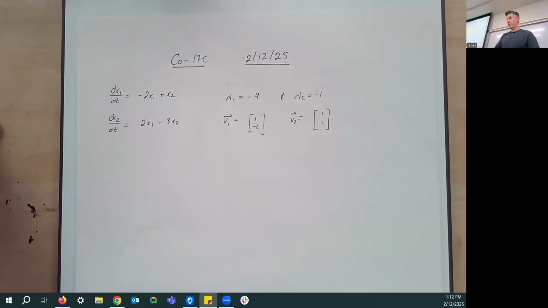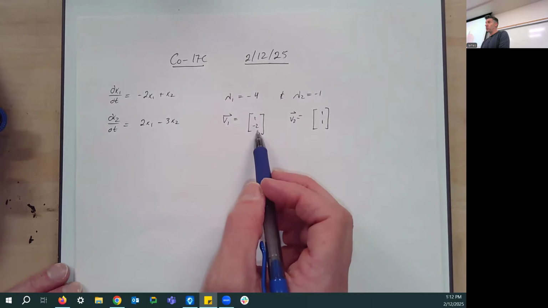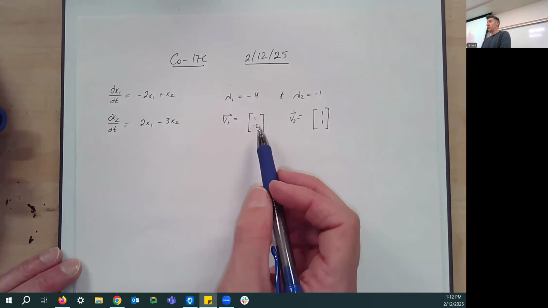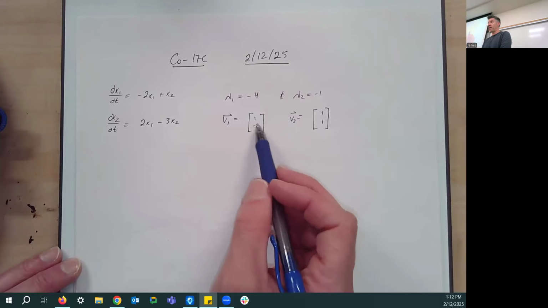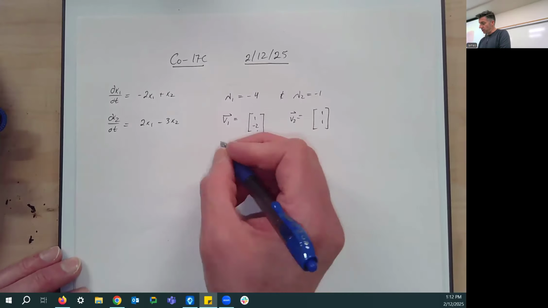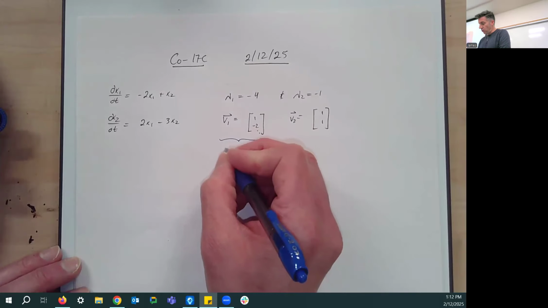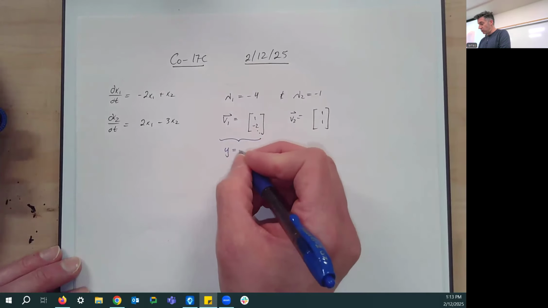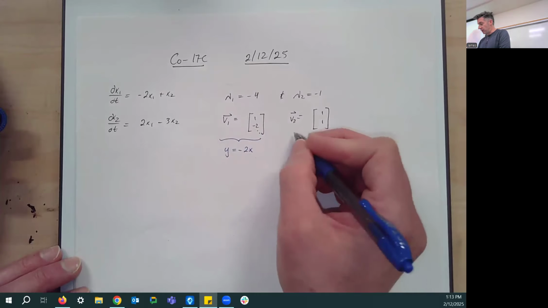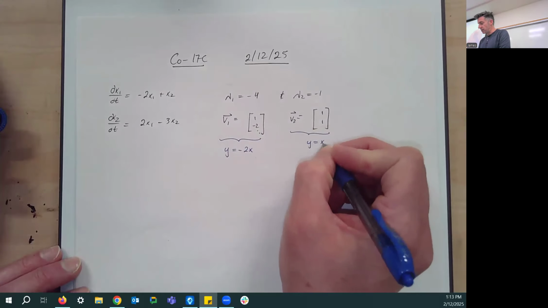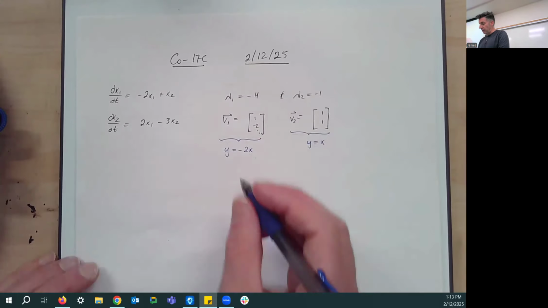Just as a point of interest, I'll ask again: has he talked about eigenlines in class? Okay, so I'll say it again. The eigenline is just the line that contains the eigenvector. So this eigenvector goes over 1 and down 2. That means your slope is -2, because it's your rise of -2 over your run of +1. So this is going to be the eigenline y equal to -2x, and this is going to be the eigenline y equal to x. So those are eigenlines.